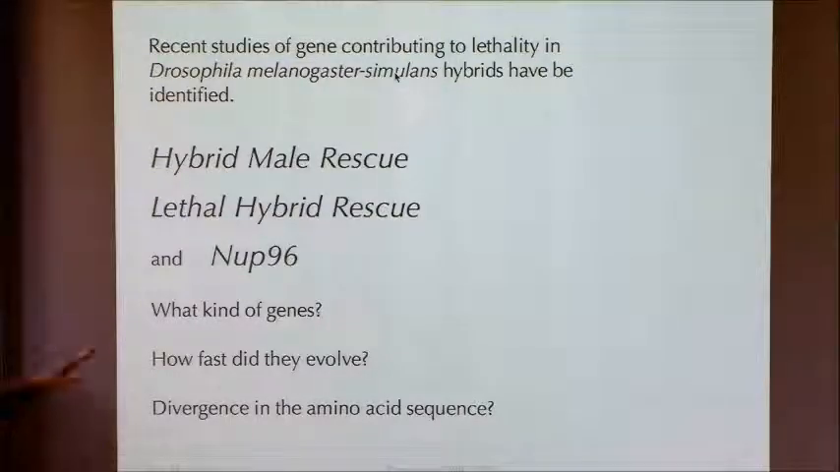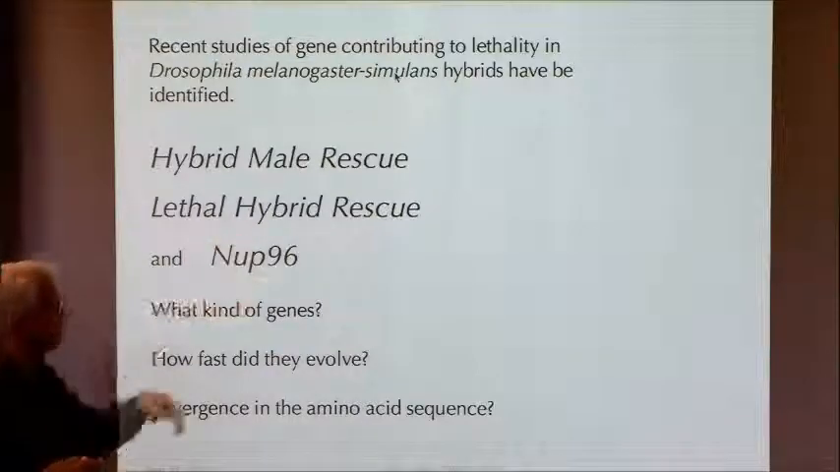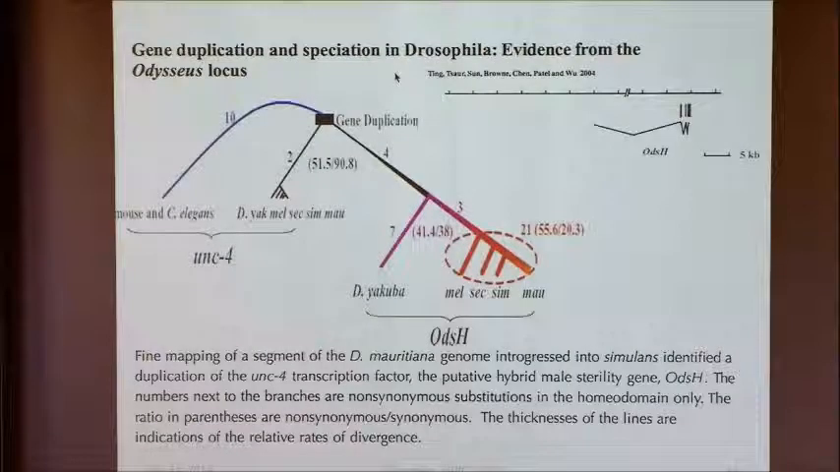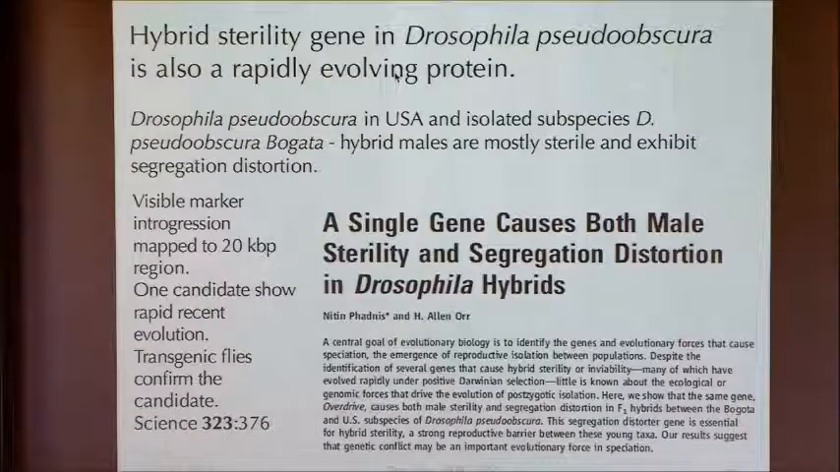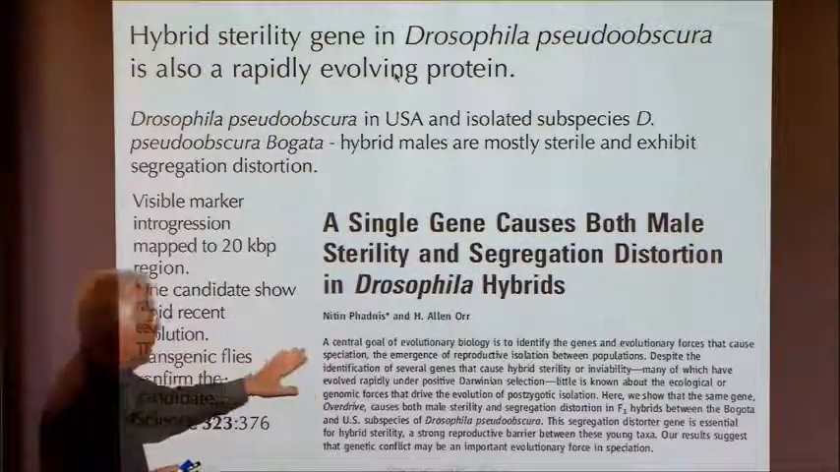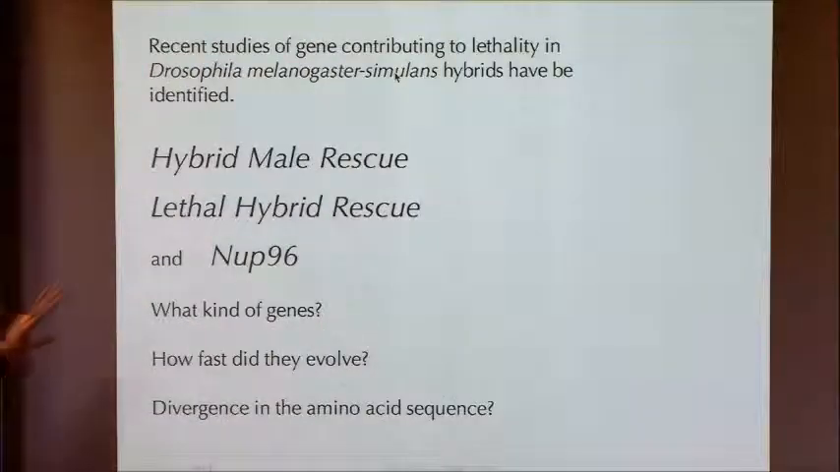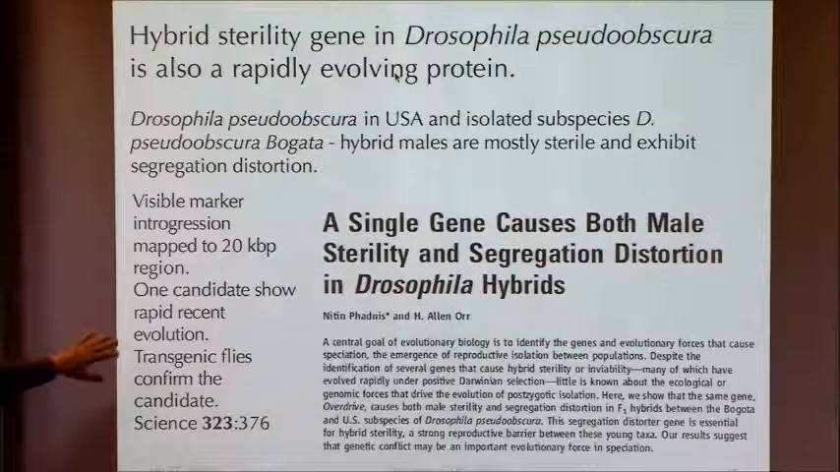Another interesting set of genes, but this is its founding member in this story, is NUP96. I'll get to it in a minute, maybe just brush over it. But anyway, it has many properties that are similar. So this is the third one that I want to talk about. This is a more recent one, and these genes, as you'll see, all are more rapidly evolving, and this is one of the more recent ones.